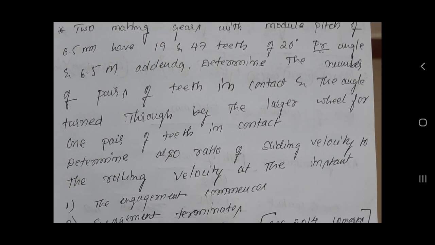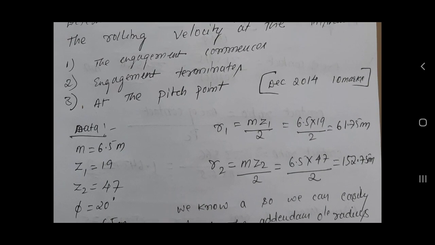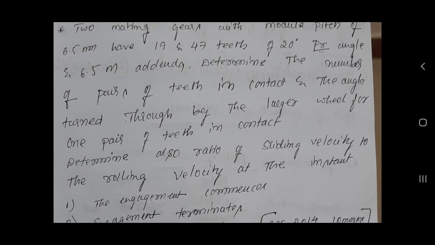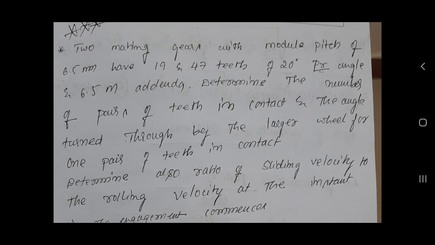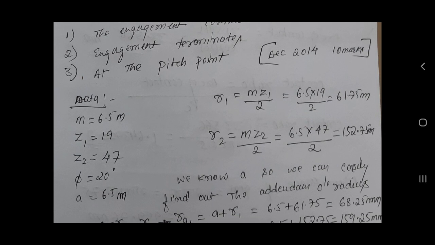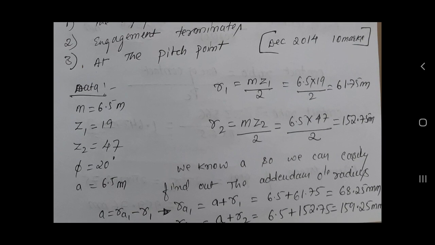Two mating gears with a module pitch. The module is 6.5 millimeter. The numbers of teeth are 19 and 47, where 19 is Z1 and 47 is Z2. The pressure angle is 20 degree. The addenda is specified, in the sense of addendum, and the addendum is 6.5 millimeter. This question was asked in December 2014 for 10 marks.